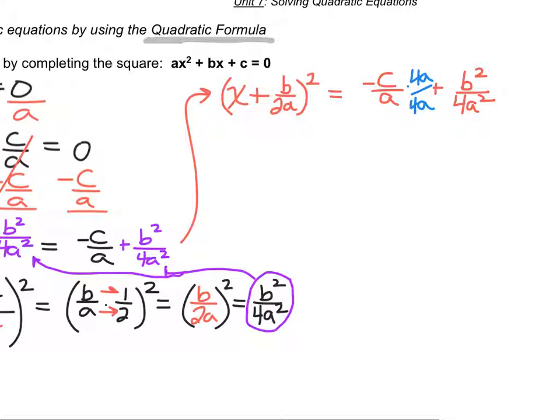All right, so left-hand side is going to stay put. The right-hand side, if I multiply those two fractions, I'm going to get negative 4ac over 4a squared, plus b squared over 4a squared. When you add fractions, you keep the denominators and add the numerators. So it's all going to be over 4a squared.